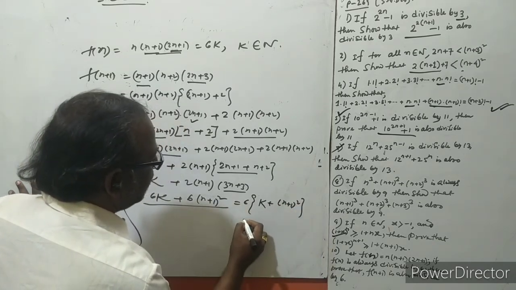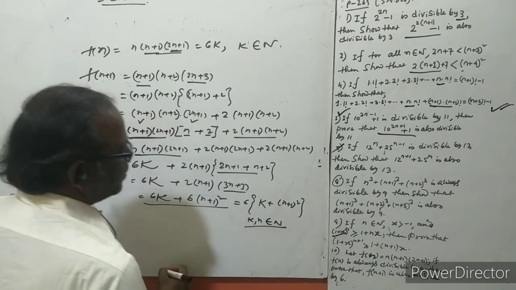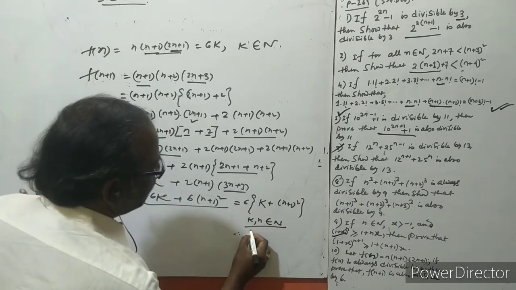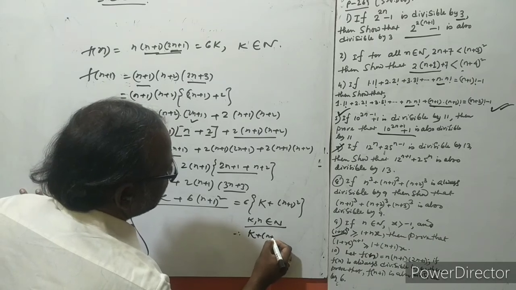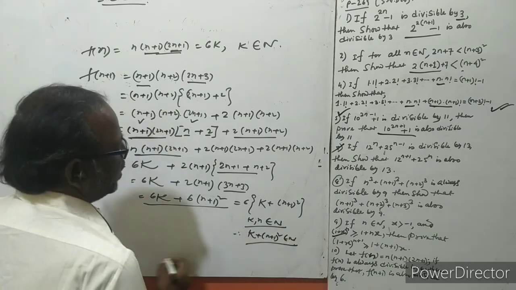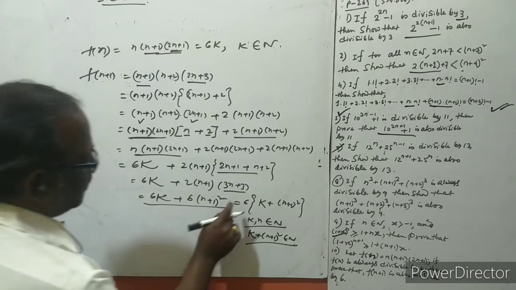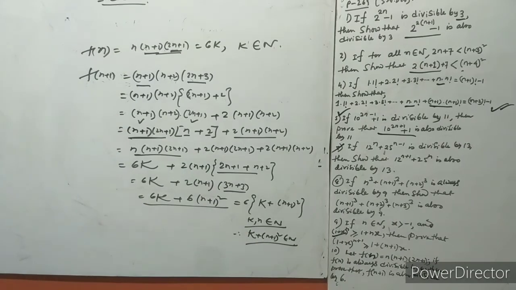And now, k or n are natural numbers. Okay, therefore k plus (n plus 1) whole square is a natural number. So we can say the expression is divisible by 6 here. Okay, the expression is divisible by 6. You can say so.